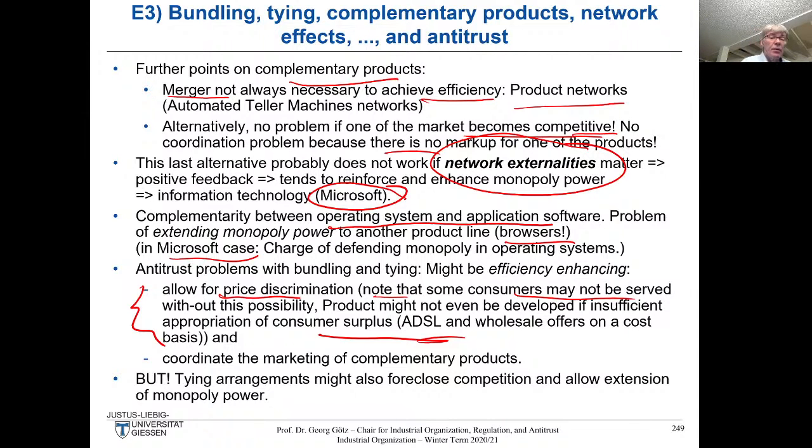It's really troubling, because both bundling and these tying arrangements might have positive or efficiency effects, so they might increase efficiency. At the same time, these tying arrangements might serve to foreclose competition. So think of Volkswagen, who made it impossible for rival garages to get the spare parts and to also provide the repair services. So tying arrangements might foreclose competition and therefore allow the extension of monopoly power.